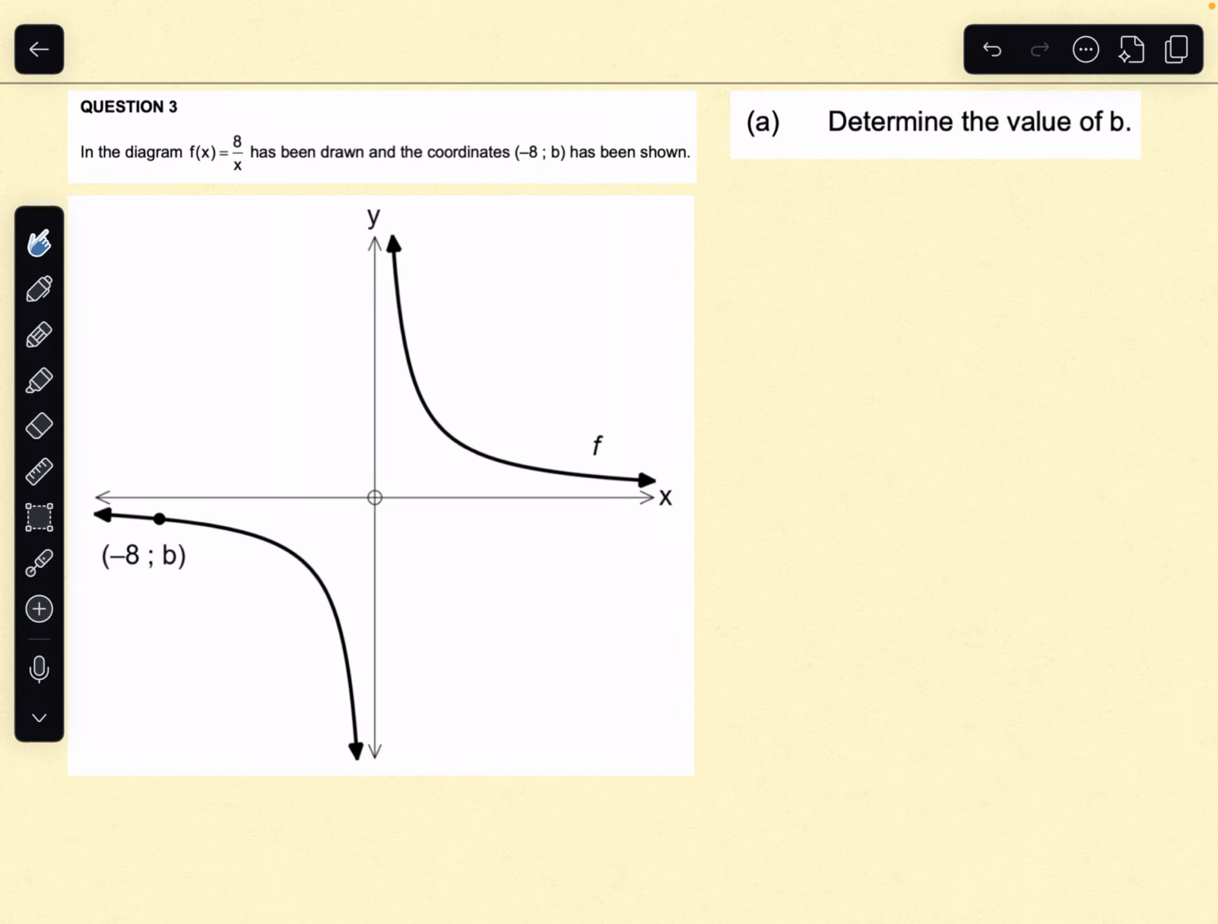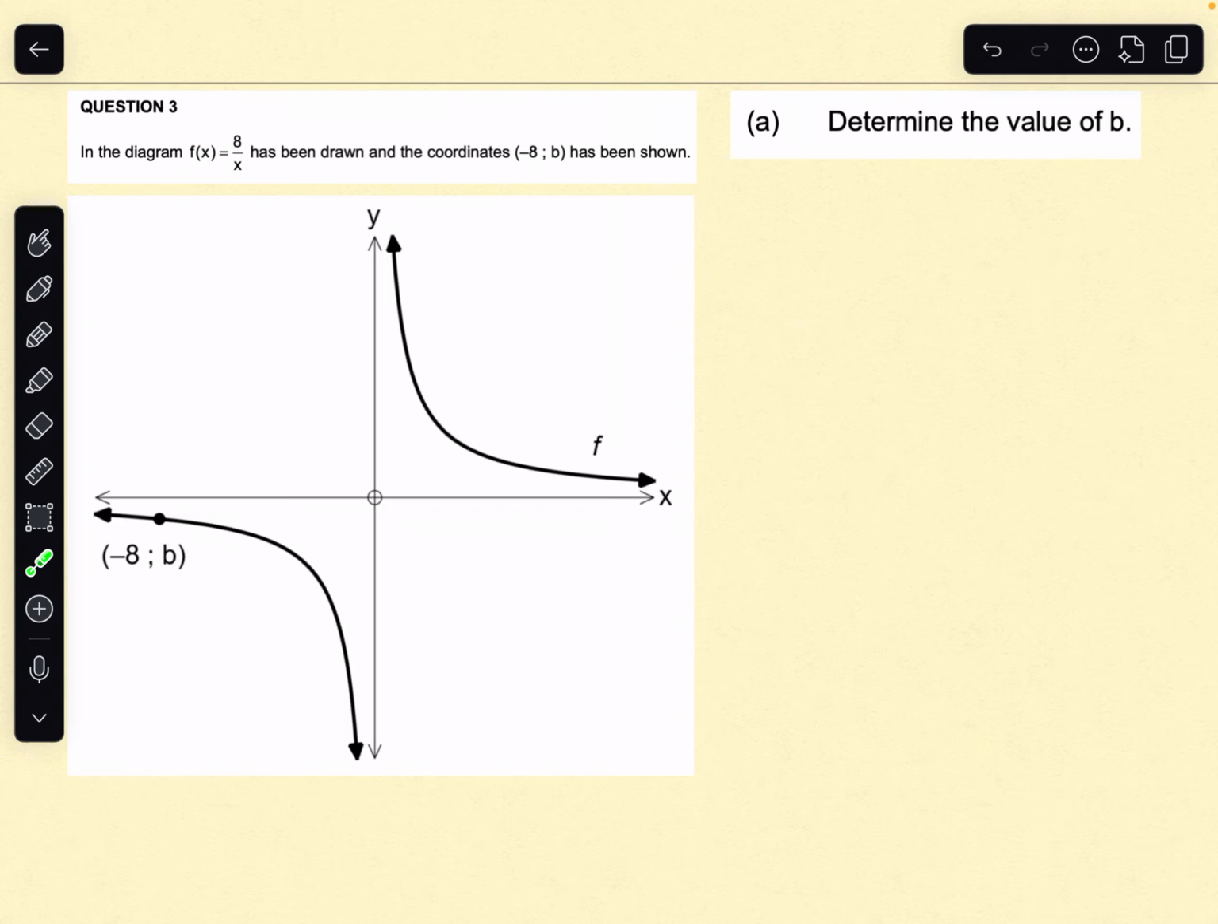In the diagram, f of x is equal to 8 over x has been drawn and the coordinates -8, b has been shown. So we have here a hyperbola, right? And it's a hyperbola where only the steepness has been affected. So if we think about our OG hyperbola, y is equal to 1 over x, y is equal to 8 over x would be a slightly steeper variation of that graph, right? So it hasn't been moved left or right, it hasn't been moved up or down.